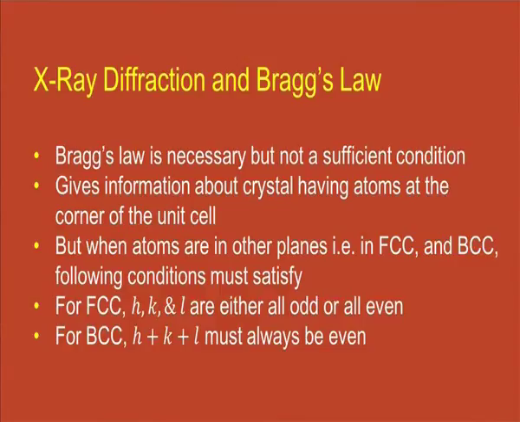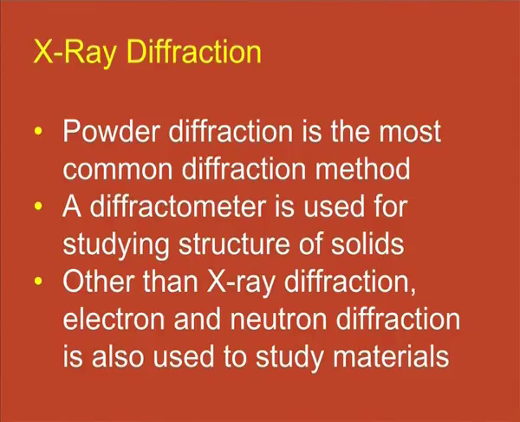For example, for a face centered cubic lattice, the Miller indices h, k and l are either all odd or all even numbers. Similarly, for a BCC lattice, h plus k plus l should be an even number. If these two conditions are satisfied along with Bragg's law, then for FCC and BCC we can determine the structure as well. The powder diffraction method is the most common method to study the structure of solids.